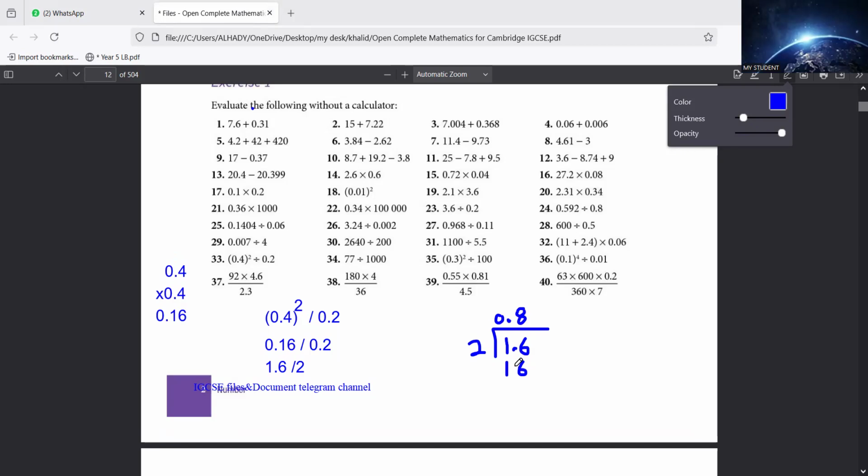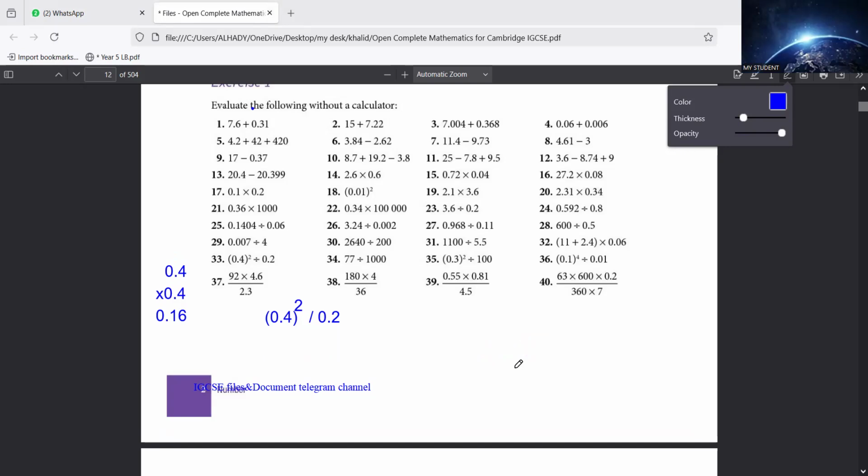Some people put the decimal point here. They put the decimal point down. It's okay. This is actually the best way: we put the decimal point up and then we put it down here. And then we say 6. Then we can read it as 16 divided by 2 is equal to 8. So the answer will be 0.8. Are we clear? Yes.